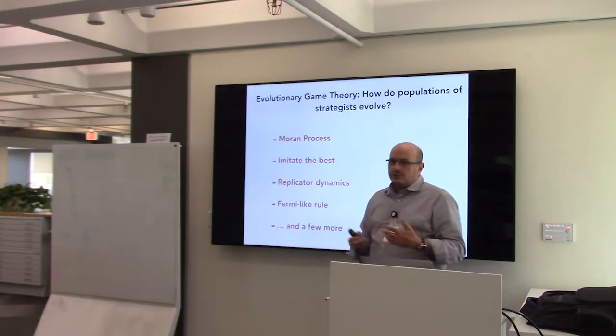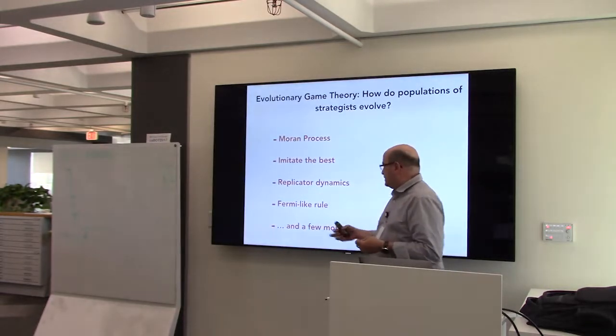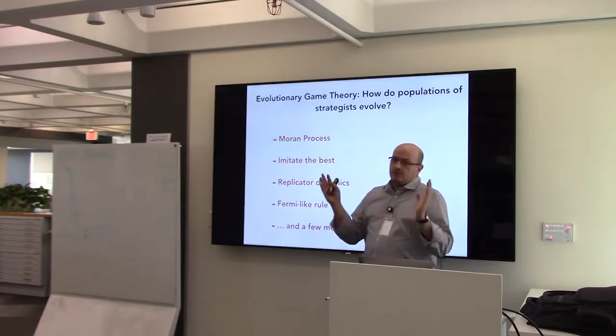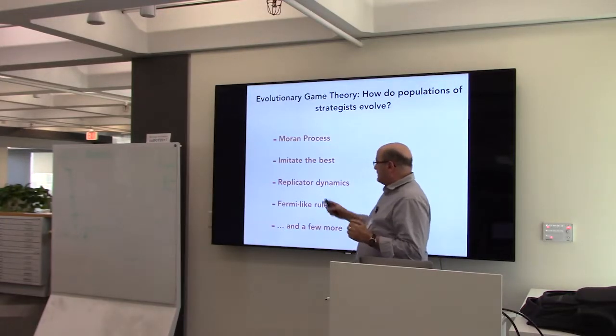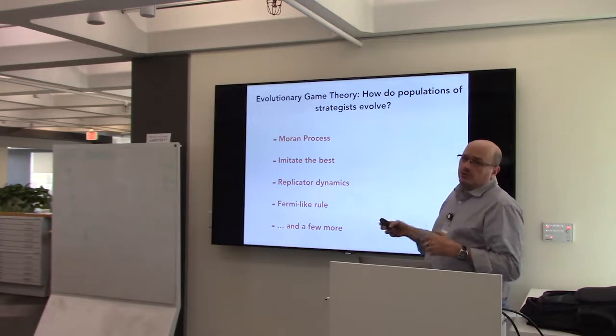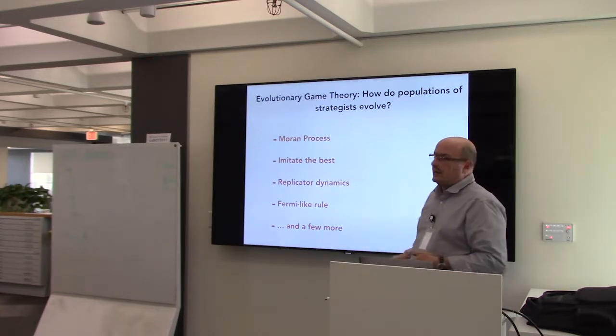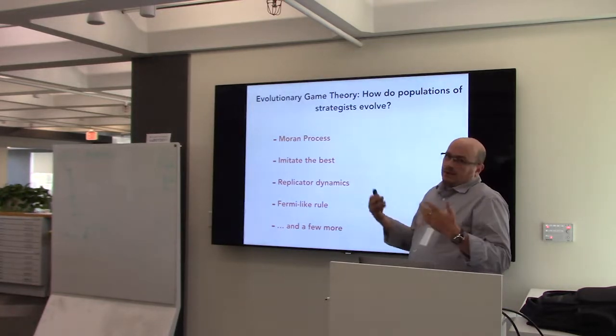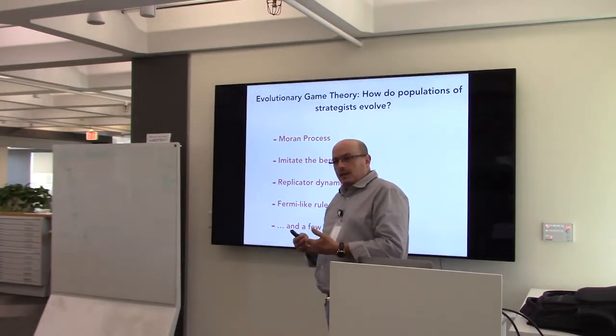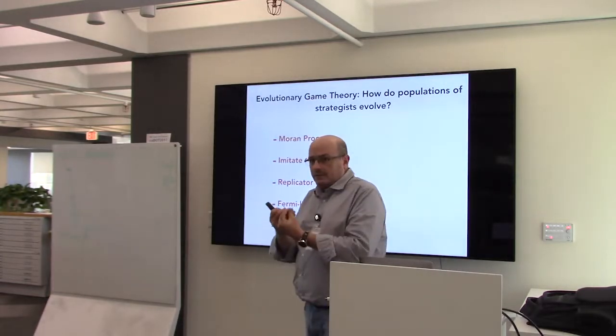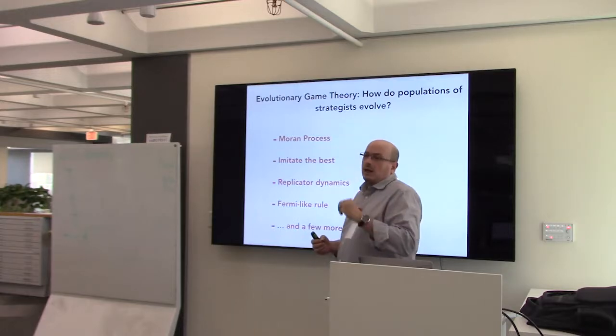This Fermi-like rule just allows for irrational moves. It's something proportional to the difference between payoffs. I will explain it a little bit more. And there are a few more. So you have a lot of these evolutionary rules, because in this case what evolves is the population of individuals, not the strategy itself.